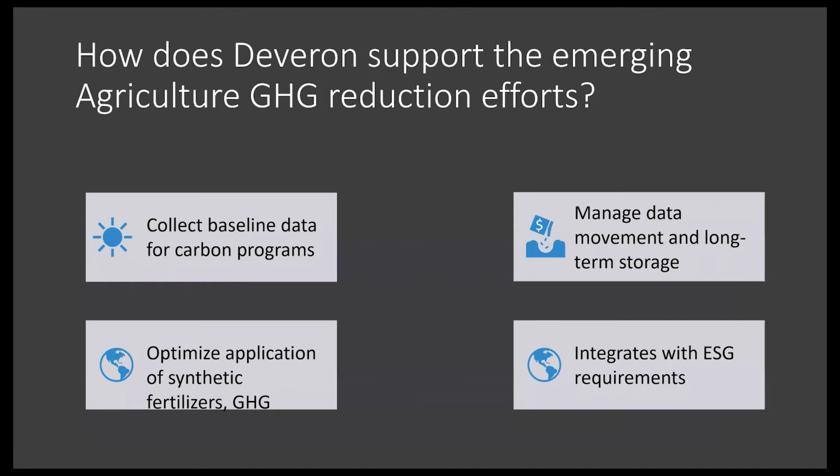So what does Deveron do to support these emerging efforts? As I said in the beginning, we're an ag tech company that uses data to help our clients make production decisions, and carbon programs are one of those production decisions. About half of our company is scalable data collection across geographies. So we help many companies establish the baseline for their carbon programs. You can imagine that would be made up of soil sampling and some type of imagery process, probably, and then managed data movement and long-term storage of that data.